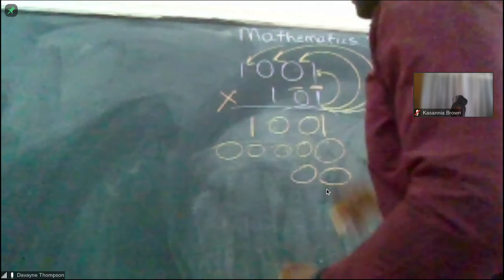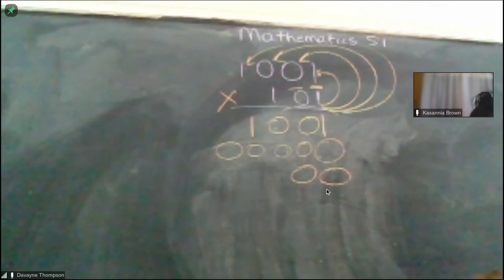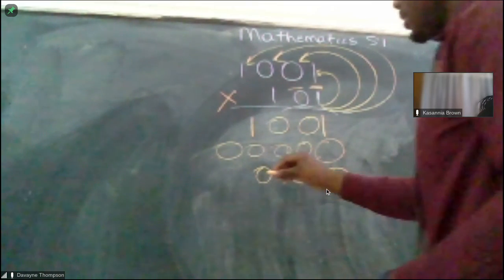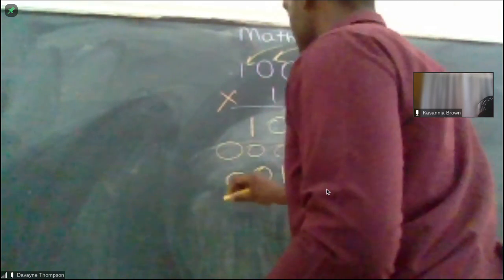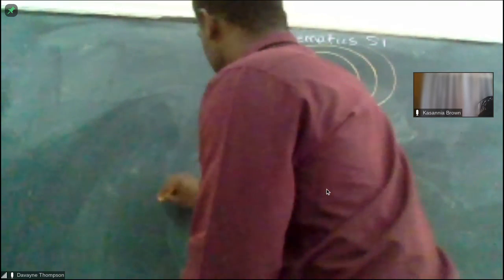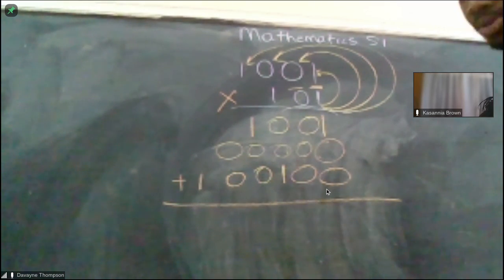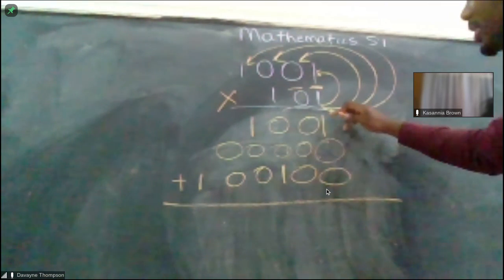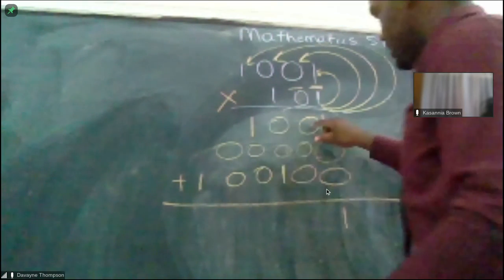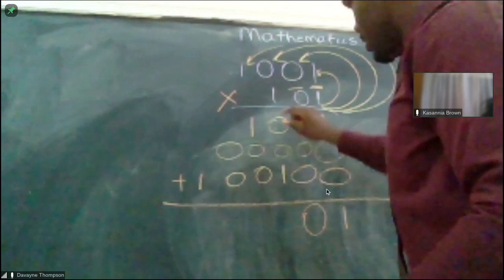Alright, let's start now. Cassandra, what is 1 times 1? 1. Let's put it down here. What is 1 times 0? 0. What is 1 times 0 again? 0. And finally, what is 1 times 1? 1. Right, and what operation am I going to do now that I have the 3 rows? Add, right? So, what is 1 plus 0 plus 0? 1. 0 plus 0 plus 0? 0.